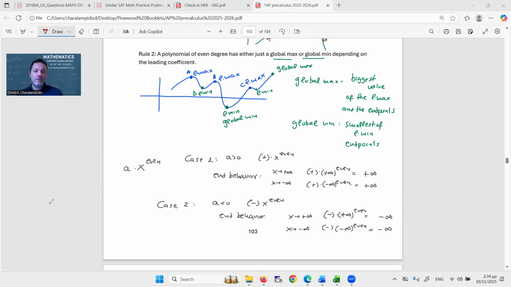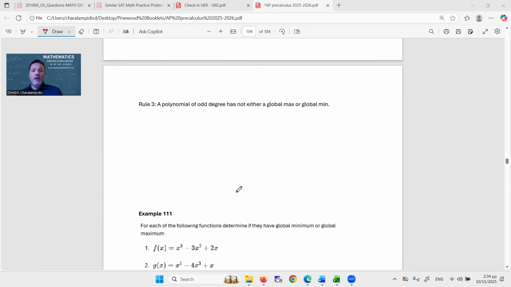And let's move on to the third rule. A polynomial of odd degree now has neither a global max nor a global min. And let's see that. So we want the degree to be odd. So we're talking about x raised to an odd power, and then we have the leading term. If a is positive, it would look like plus x to the power of odd.